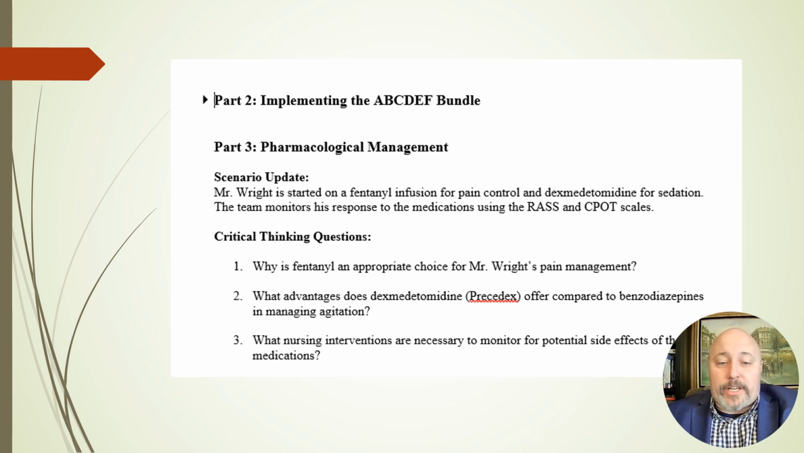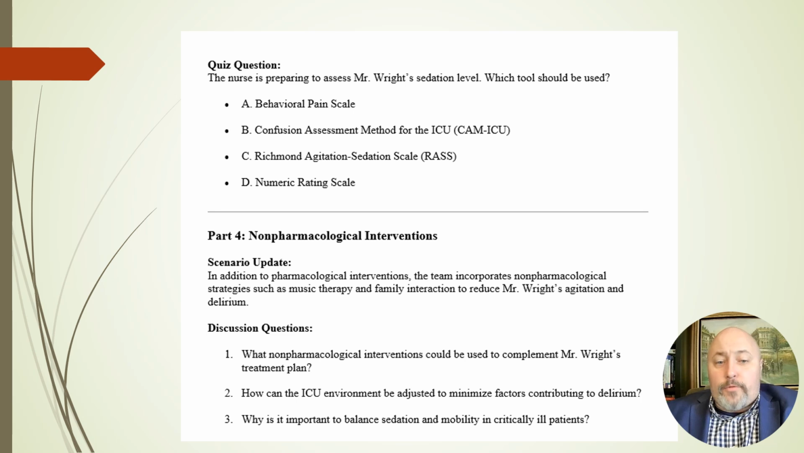For our quiz question, the nurse is preparing to assess Mr. Wright's sedation level. What tool should be used? Would that be A, the behavioral pain scale, B, the Confusion Assessment Method for the ICU, the CAM-ICU, C, the Richmond Agitation Sedation Scale, or D, the numeric rating scale? And the answer here is going to be C, the RASS, or the Richmond Agitation Sedation Scale.